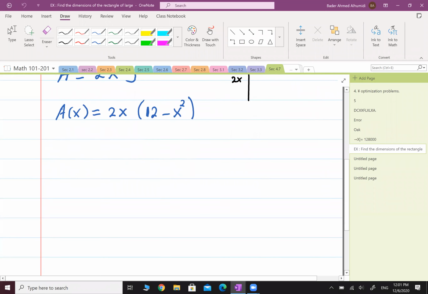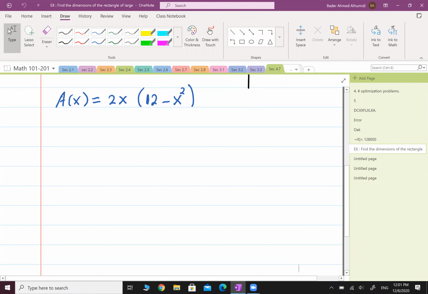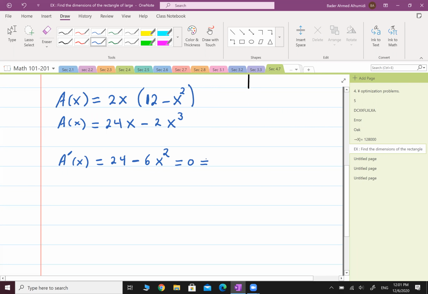Now, the only thing we need to do is to find the critical points. So let us first simplify this. A of x is equal to 12 times 2, which is 24x minus 2 times x cubed. Okay. I need to find the derivative. So A prime of x will be equal to 24 minus 2 times 3, that is 6x squared. Now, if I put this equal to 0, it will give me 6x squared is equal to 24, and this will give that x squared is equal to 4, and from here we get that x is equal to 2.